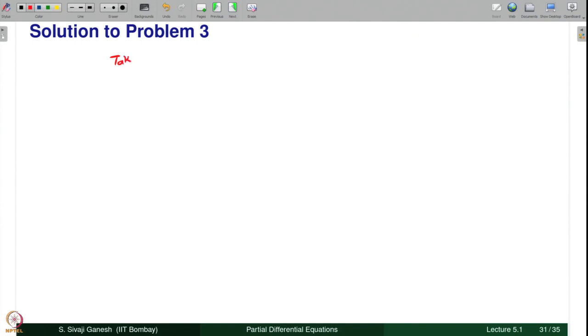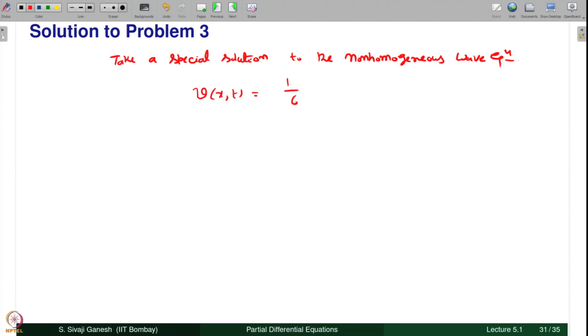Okay, so take a special solution. Usually we get this by inspection, particularly if the right hand sides are simple functions, then it is easier to guess. Not always possible to guess, but it is a trick after all. So take a special solution to the non-homogeneous wave equation. We are not talking about any other conditions, only the equation, and that phi of x, t is equal to 1 by 6 x square t cube plus t power 5 by 10. There could be other functions also, but you have to figure out at least one function, then we are on the road to solve this problem.